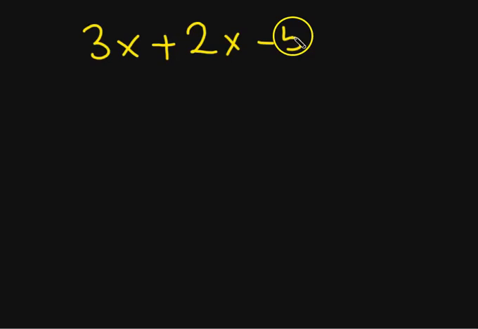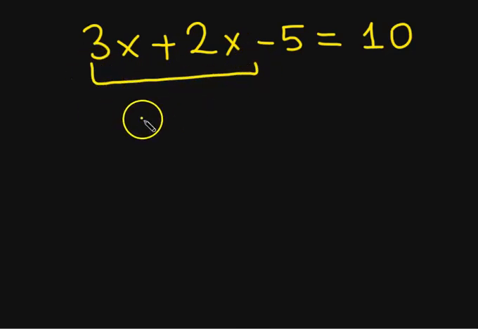So another example. Let's say I have 3x + 2x - 5 = 10. I have x's in different terms, so I need to combine them. Let's combine the like terms. 3x plus 2x is 5x, minus 5 equals 10.